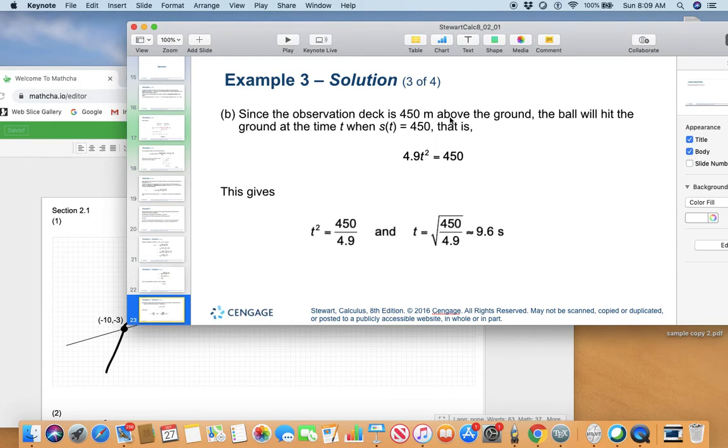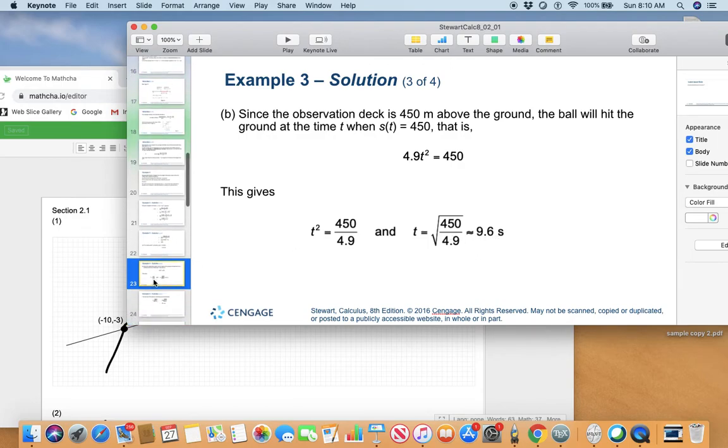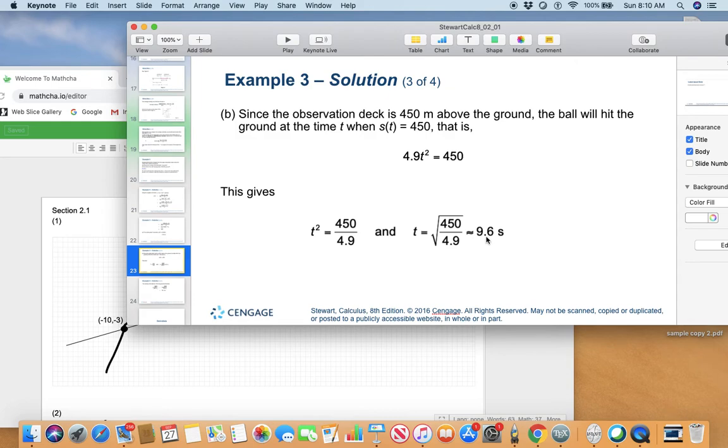What about the velocity when it hits the ground? Well, remember the observation deck. It is 450 meters above the ground. So the ball will hit the ground when the position is 450, that it has covered the entire 450 meters. So position is 450. 4.9 t squared is 450. Solve for t. Divide both sides by 4.9 and then take the square root. That is approximately 9.6 seconds. So at that time, the ball has hit the ground.